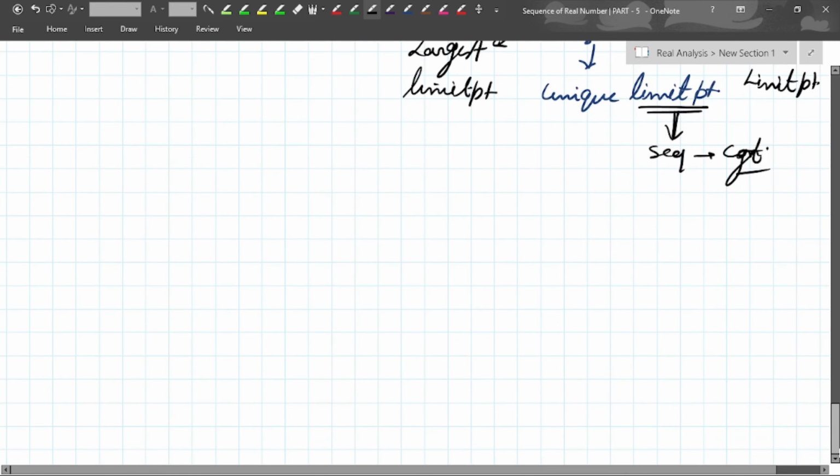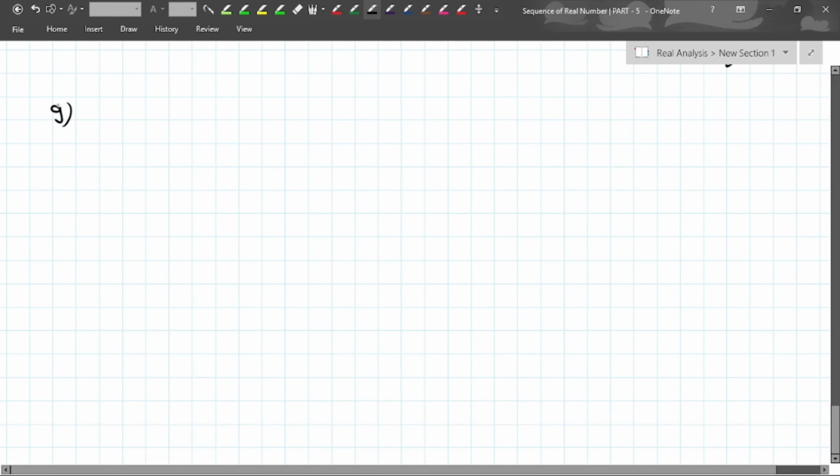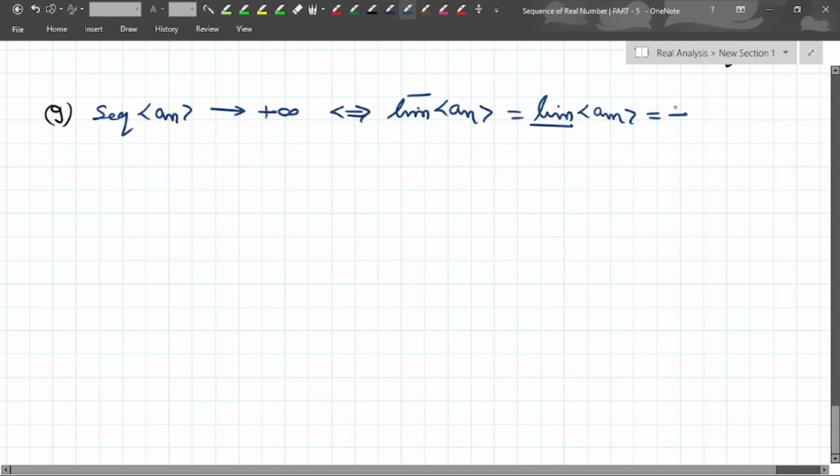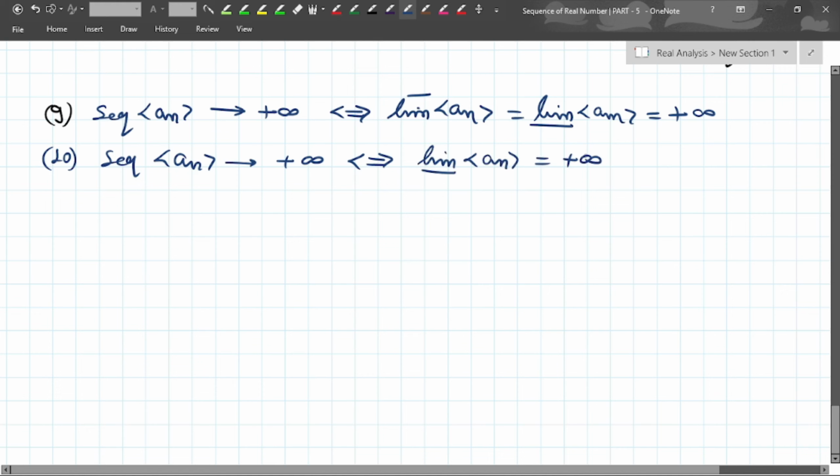Next, the ninth result: the sequence a_n diverges to plus infinity if and only if the limit superior of a_n is equal to the limit inferior of a_n, which is positive infinity. Similarly, if the sequence a_n diverges to positive infinity, it means that the limit infimum of a_n is positive infinity.